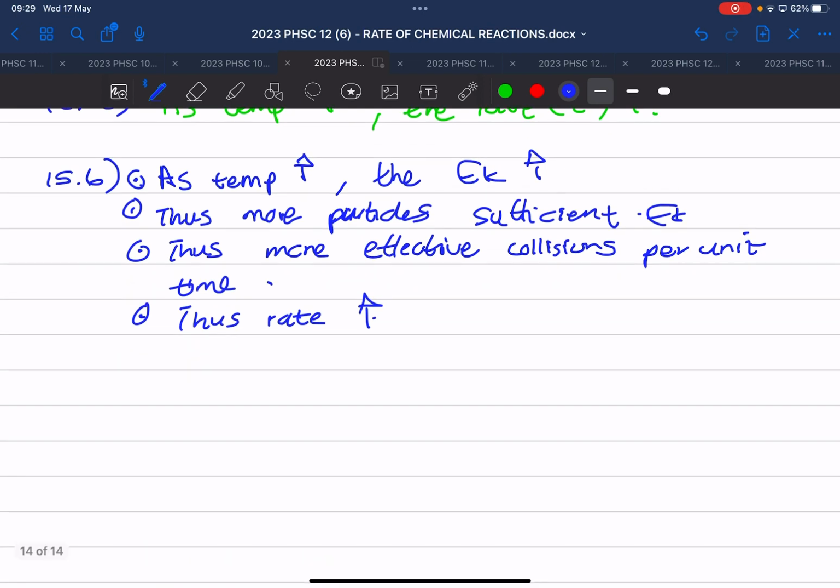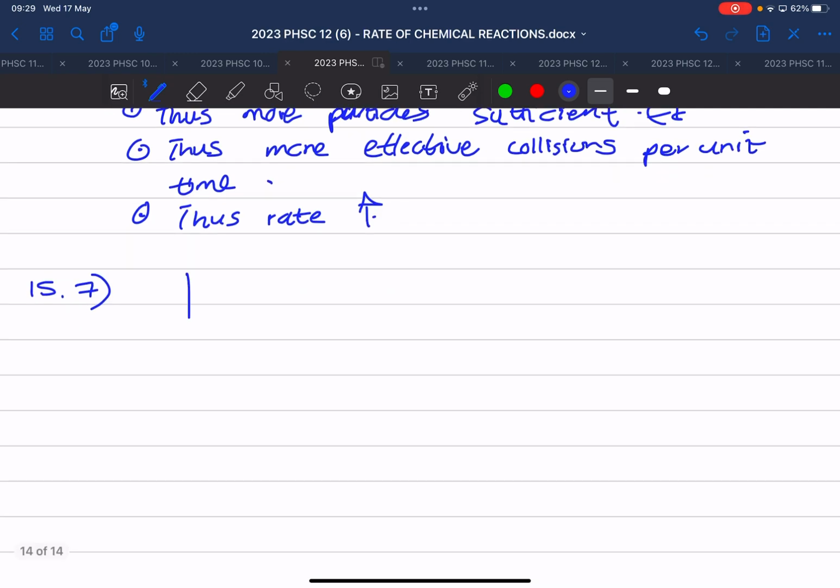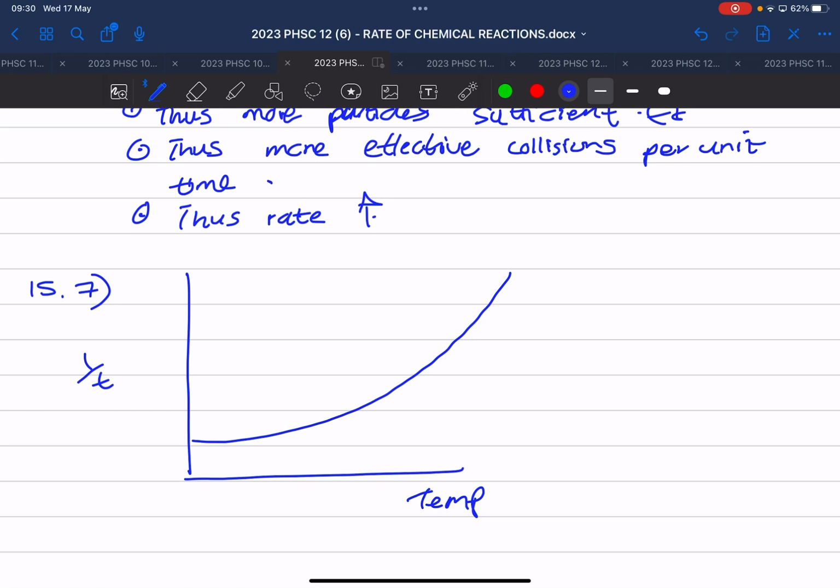Then they ask us question 15.7. Redraw this graph on the same set of axes. So there, 1 over time, and this is the temperature. So this was our original one. Now they say we must draw it again if 0.2 mole concentration was used.